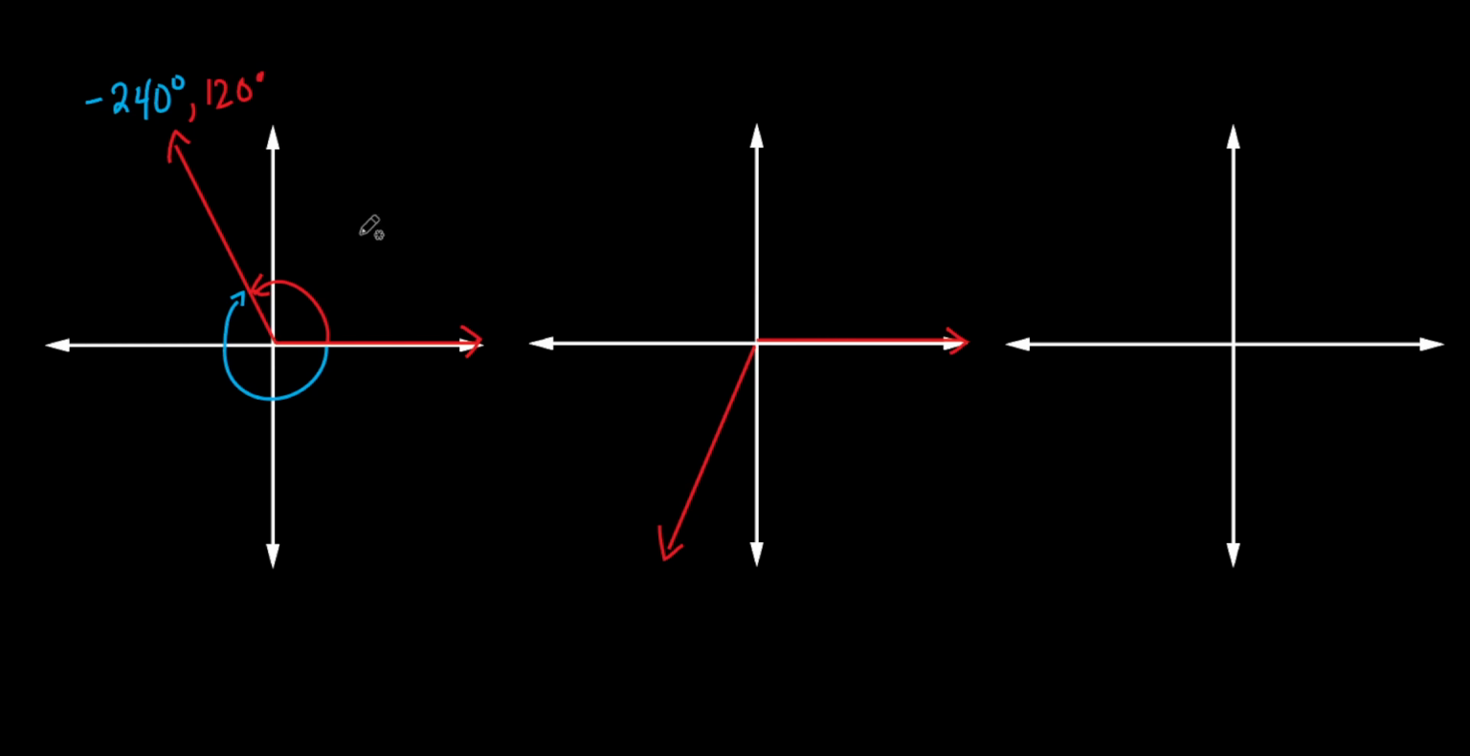Let's stick with the red and go counterclockwise. So we could go this way. So where would that be? 180 plus what? 60, right? Which is 240. So it's a positive 240. Yeah? Okay, or I could go the other way.